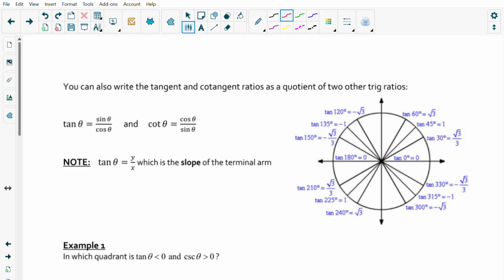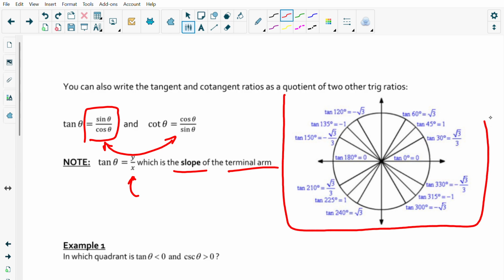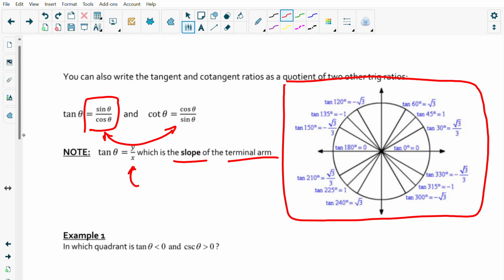Okay, you can also write the tangent and cotangent ratios as a quotient of two other trig ratios. We went over this already, right? The tangent ratio is the sine over the cosine ratio. The cotangent ratio is just the reciprocal of this. Note also another way to think of tangent of theta, y over x, is actually the slope of the terminal arm. Here's a handy chart. Here's the unit circle.